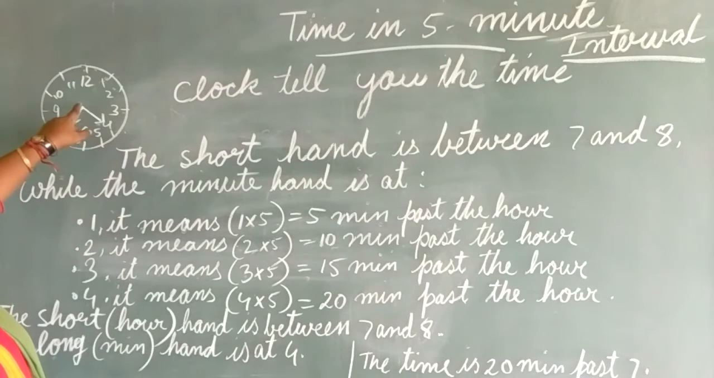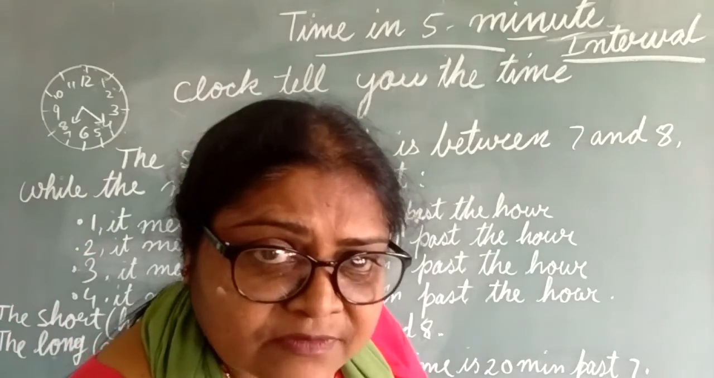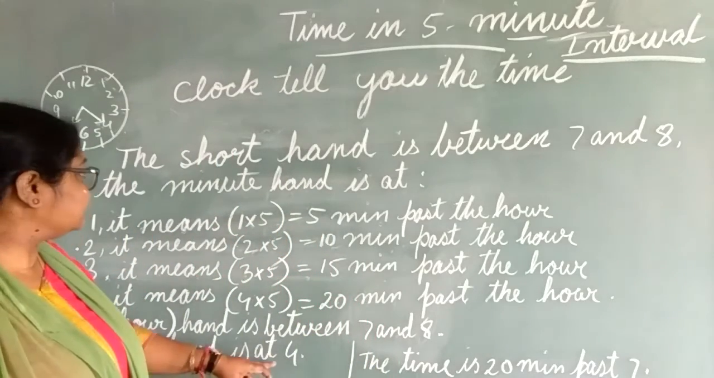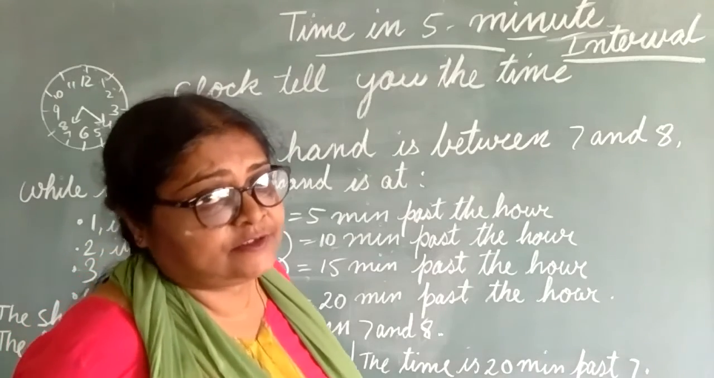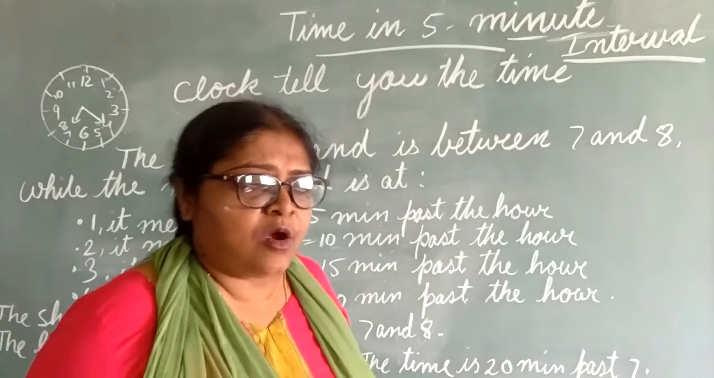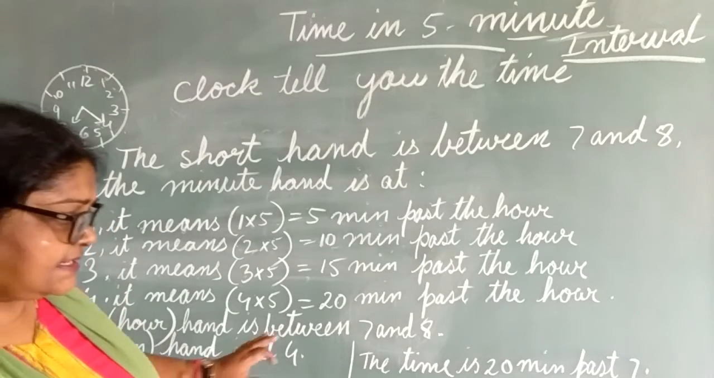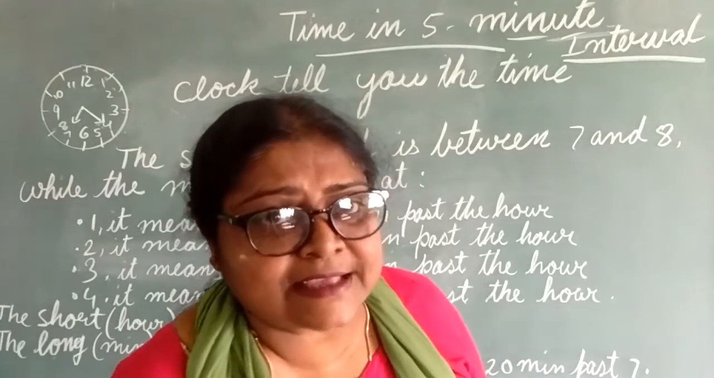The long hand, this is the long hand, and it is known as which hand? Minute hand. And this long hand is at 4. Where is the long hand? It is at 4. Okay? The long hand is at 4. What is the time? The time is 20 minutes past 7.